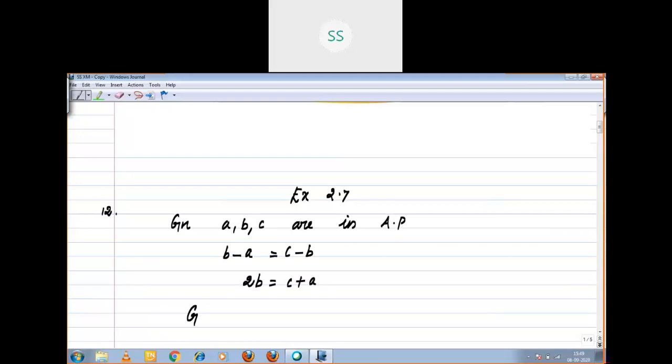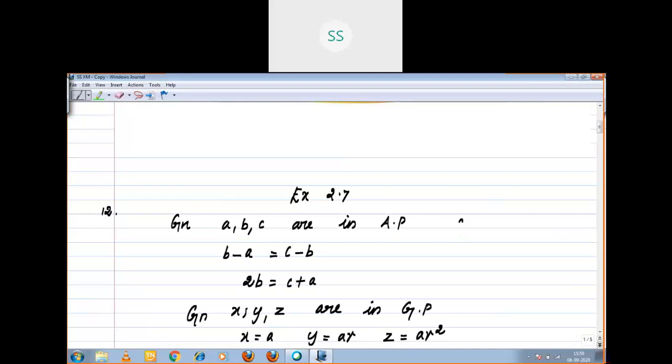Next, what is given? Given X, Y, Z are in GP, three consecutive terms of a GP. That means it is a geometric progression. Geometric progression means X is equal to A, Y is equal to AR, Z equal to AR square. It is the general format for GP. Got it, children? Say yes or no.